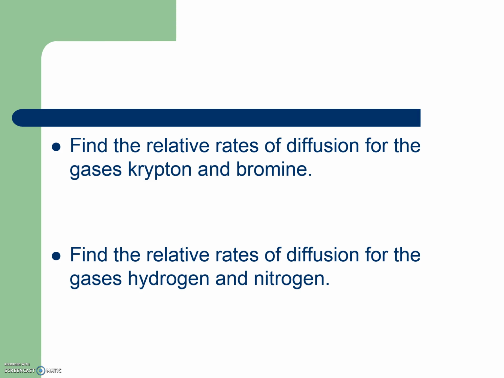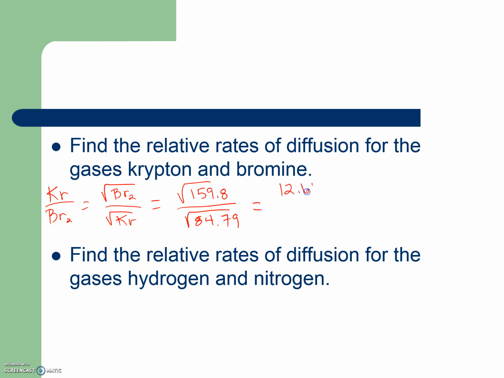So the questions look like this. It says find the relative rates of diffusion for the gases krypton and bromine. So I want to know krypton compared to bromine. And that's going to be equal to the square root of the mass of bromine over the square root of the mass of krypton. So bromine is 79.9, but there's two of them, so it's 159.8 over the square root of krypton, which is 83.79. If I take the square root of each of these numbers, I end up with 12.64 over 9.208, and then when I actually divide them, it's 1.37. So that tells us that krypton diffuses 1.37 times faster than bromine. It's the lighter molecule, so it's going to diffuse faster.